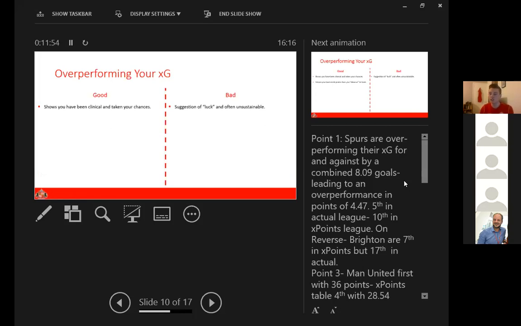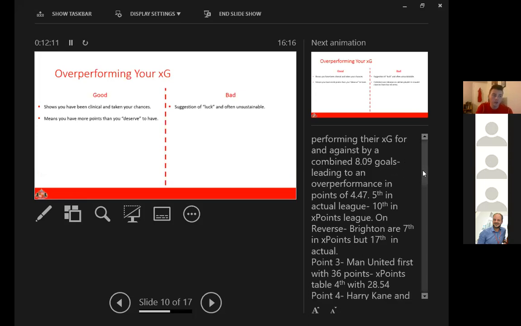So maybe the position of the goalkeeper, maybe just a fluke. So it doesn't always necessarily mean that you can keep overperforming it. It might drop off over time. It'll mean you have more points than you deserve again.